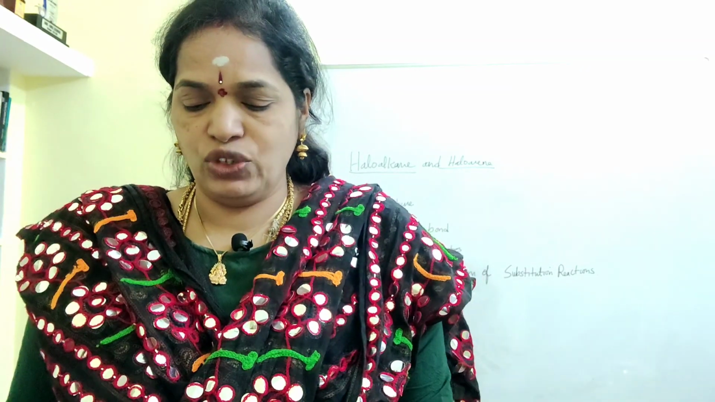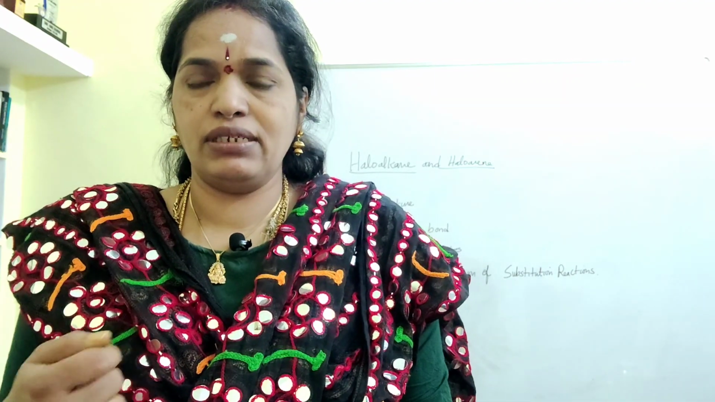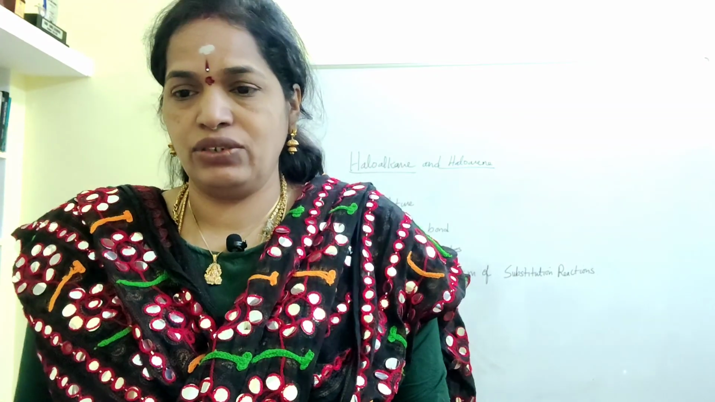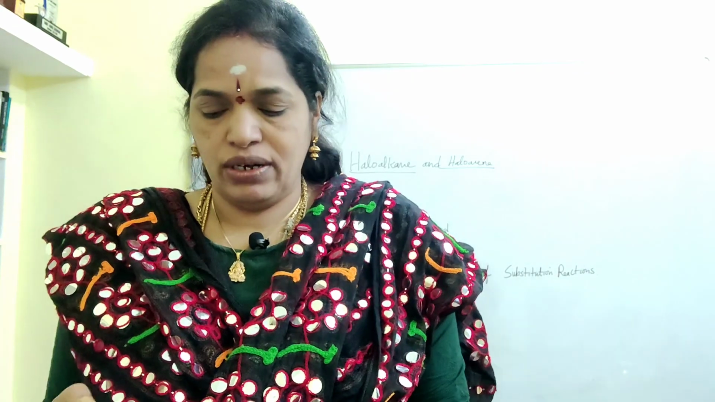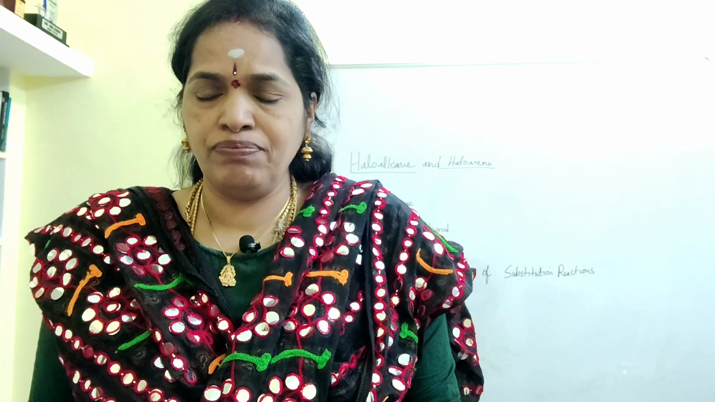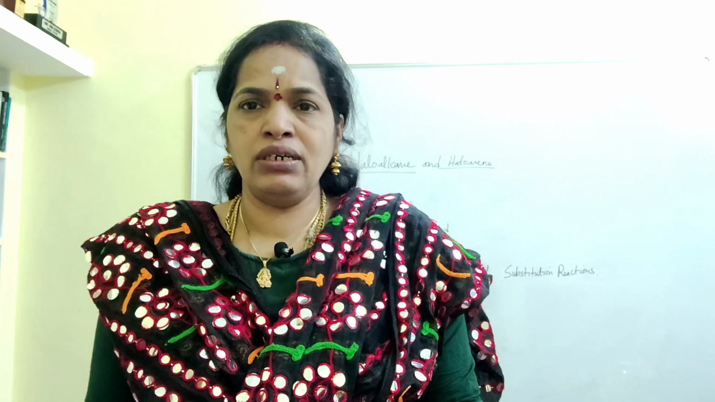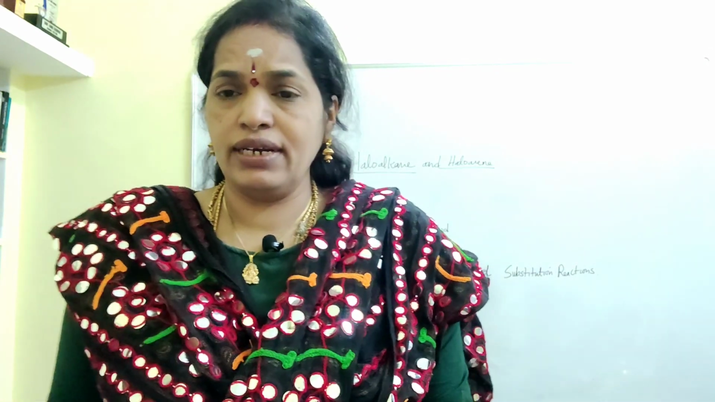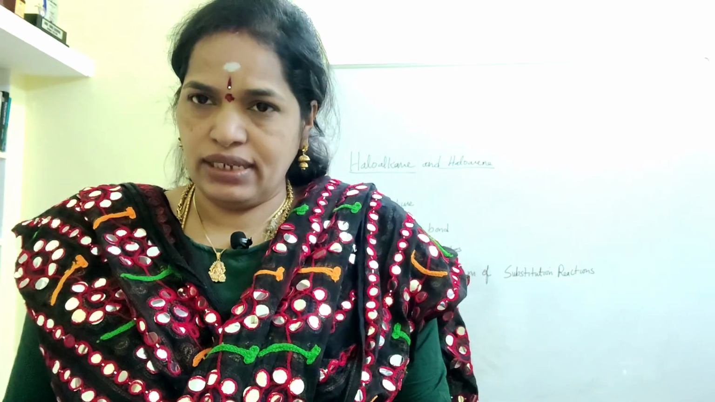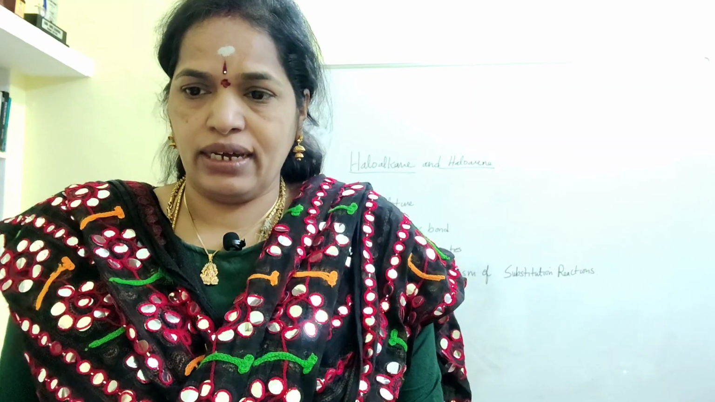Then you will have geminal dihalides. What do we mean by geminal dihalides? When the halogens are attached to the same carbon, we call it geminal. And vicinal dihalides are the ones where the halogens are attached to adjacent carbons. So let us again say what a haloalkane and haloarene is. A haloalkane is an alkyl halide where the general formula is RX and R could be an alkyl group.